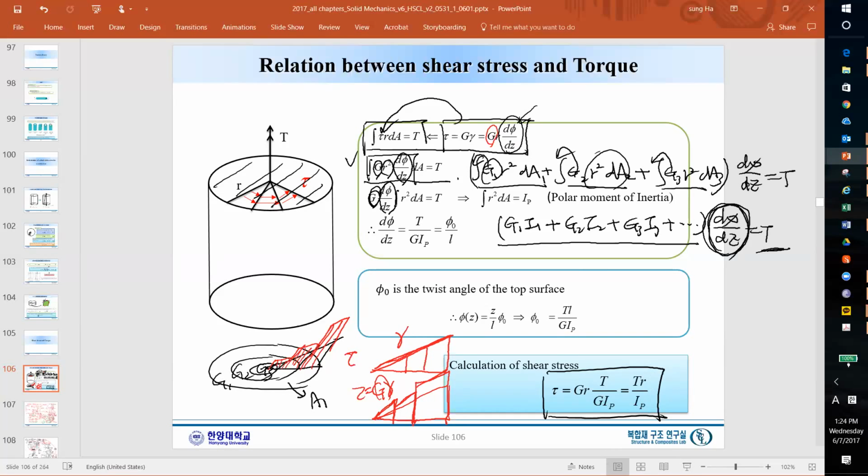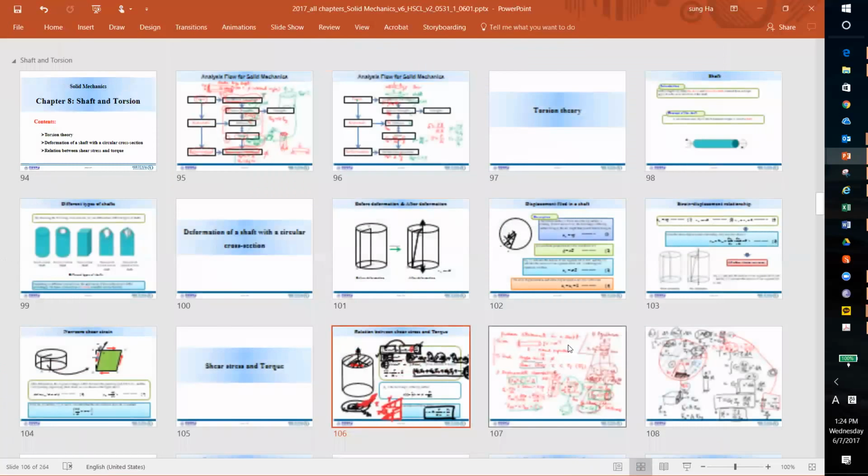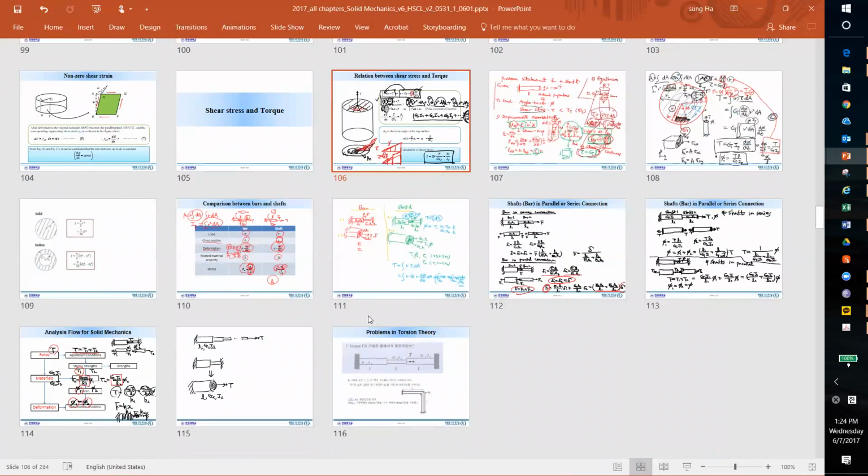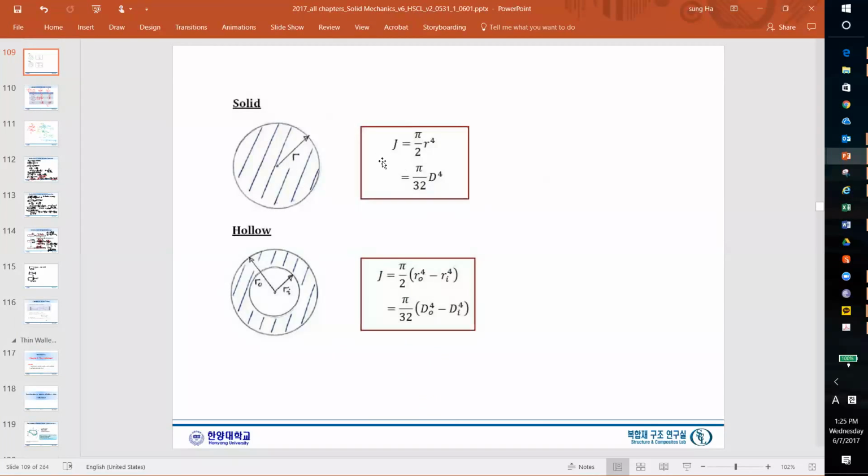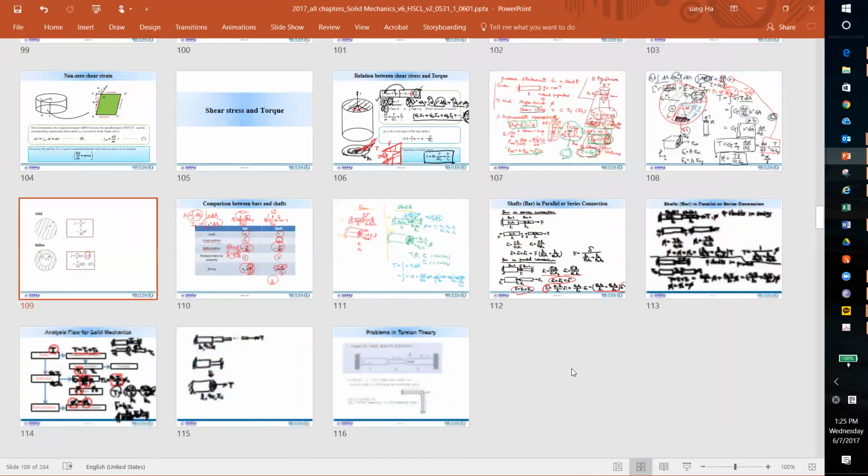Basically, that's a very brief review of torsional theory. And again, there is the polar moment of inertia, I. This is pi over 2 R0 to the fourth. And if this is hollow, you can simply subtract the inner polar moment of inertia.